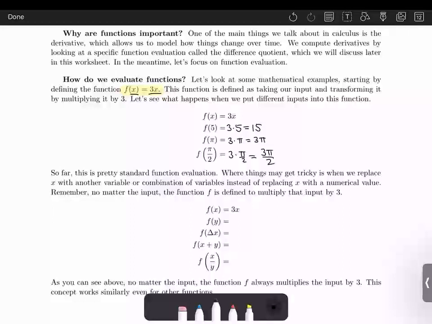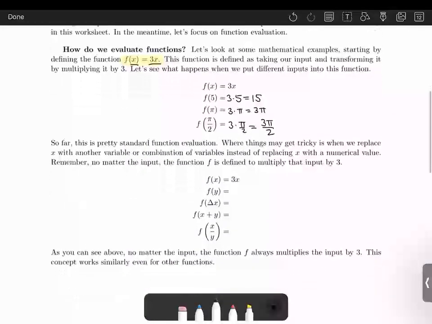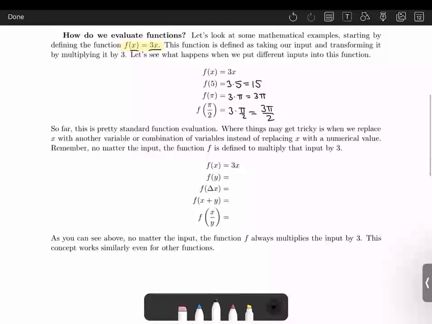Where things become a little bit tricky is whenever instead of inputting a numerical value into our function, we instead have a different variable or a combination of variables. But with this function, no matter what the input is, we're defining this function to multiply that input by 3. So let's look at f of y. If our input is y, our output is 3 times y. If our input is delta x, our output is 3 times delta x.